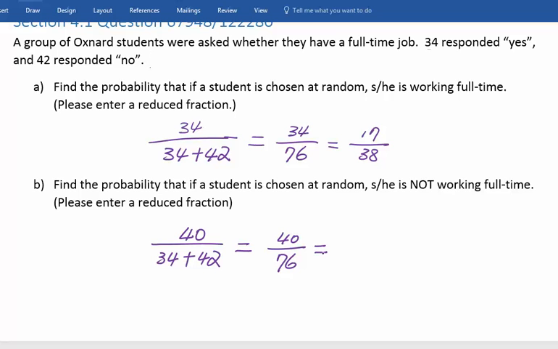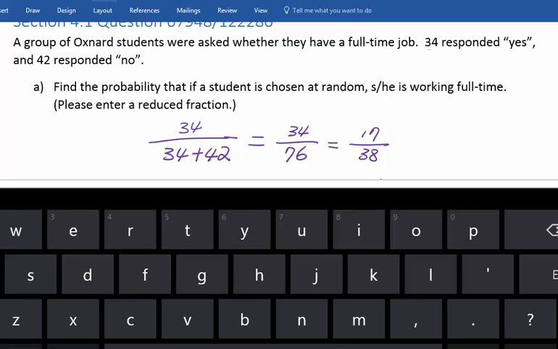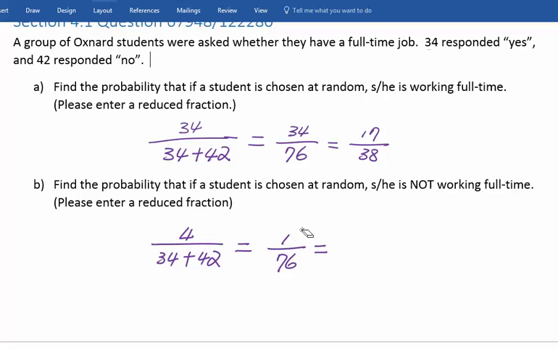oh, I'm sorry. I have a little typo over here. It should be 42. So my final answer will be 21 over 38.